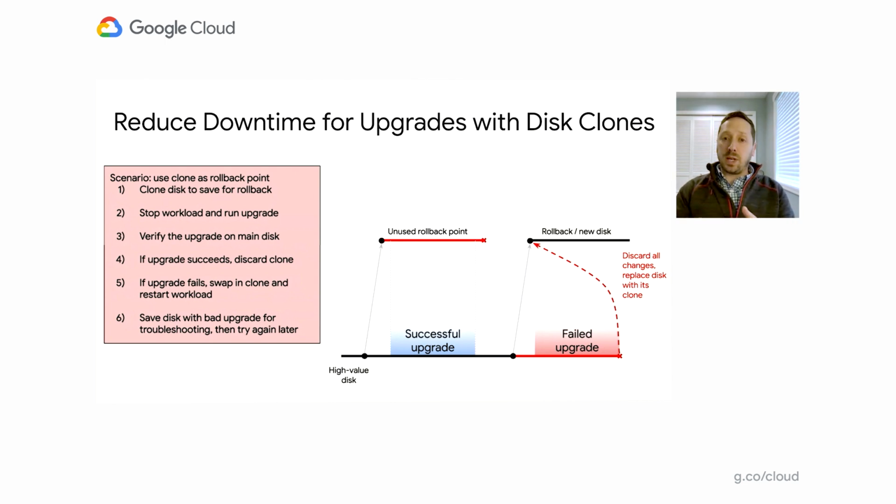But if it fails and you want to get your application running again as soon as possible, just swap in the clone disk and restart your workload, and you're back to that healthy state. So again, this optimizes this flow where otherwise you would need to copy the data up and down to a snapshot to get back to that saved pre-upgrade state.